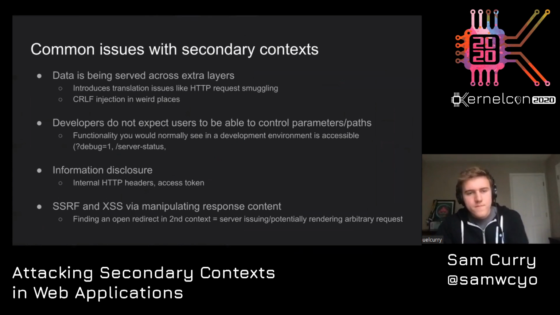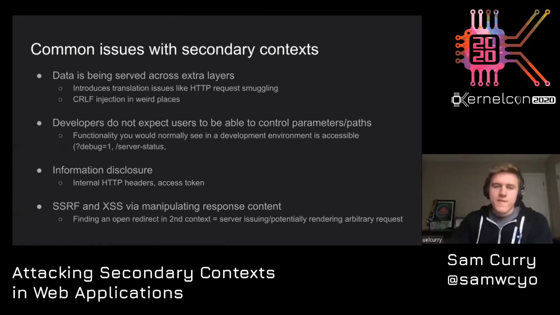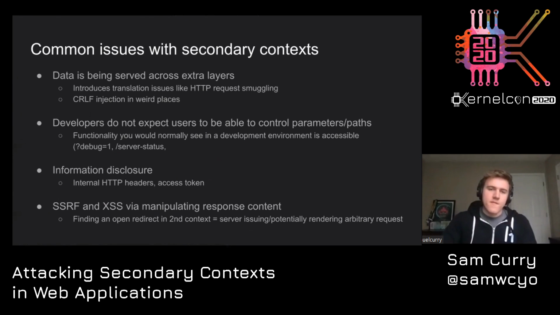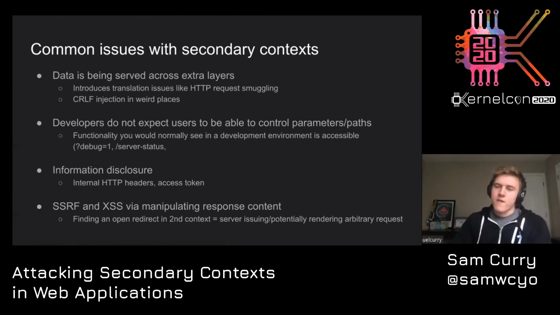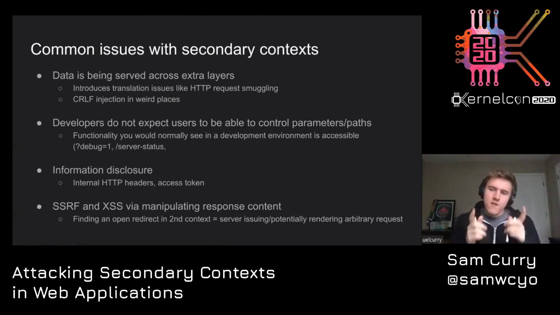And here are some common issues with those secondary contexts. Data is being served across different layers. You've got that initial routing, like if you hit this URL, you're going to get forwarded to this URL, and it's actually that server sending that request, and it's carrying all of your information.